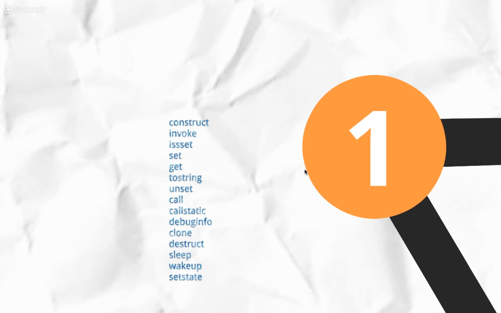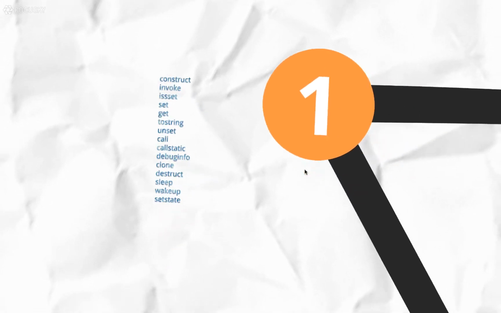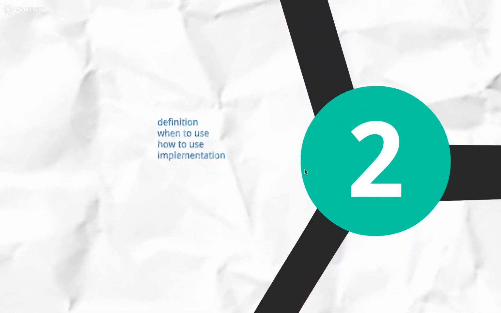There are about 16 to 17 PHP magic methods we are going to cover, and we're going to go through the definition, when to use, how to implement, and how to use each and every one of them.